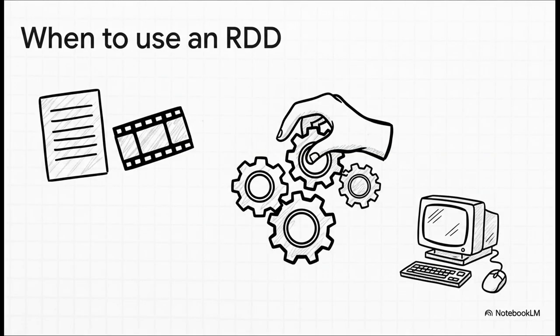So why on earth would you still reach for an RDD today? Well, there are a few good reasons. If you're dealing with totally unstructured data, I'm talking raw text logs, media files, that kind of thing, RDDs are your go-to. They're also essential when you need that really precise low-level control over every single little transformation. And, of course, if you're working with older Spark code.